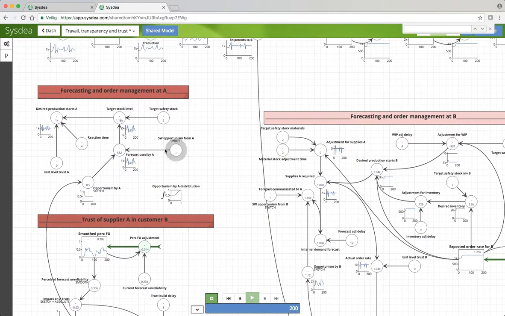So both parties change the numbers that they get from the other side depending on their assessment of trust. And we'll see in a minute what that assessment of trust is based upon.